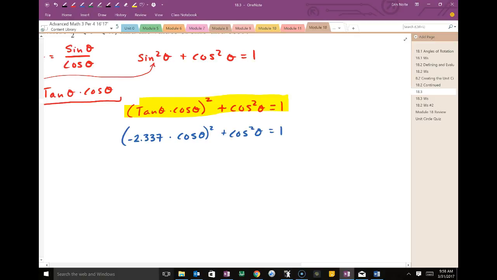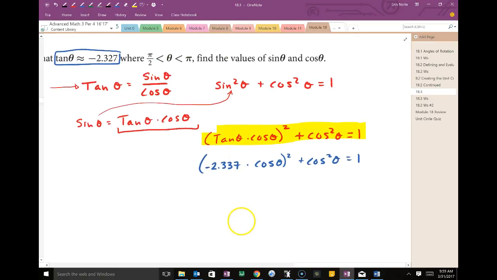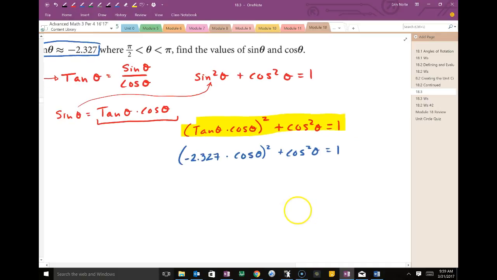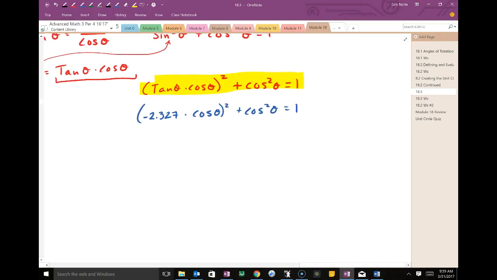So what is negative 2.327? Did I write that number down? Oh, sorry, I wrote that number down wrong. 2.327, my bad. It looked funny. So can you square that? You get what? Negative 5 point. You mean positive, right? If you square a negative number, you get a positive. Well, somehow we still got negative. Maybe the calculator is wrong? You use parentheses, right? It's 5.415.